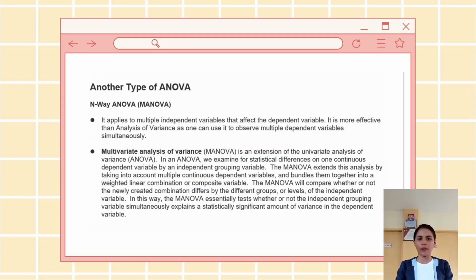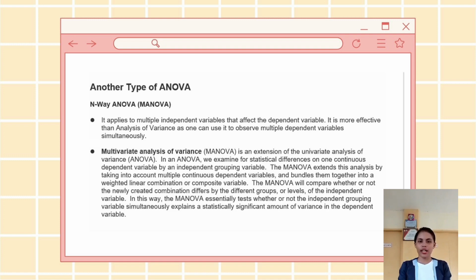Another type of ANOVA, N-way ANOVA or MANOVA. It applies to multiple independent variables that affect the dependent variable. It is more effective than analysis of variance, as one can use it to observe multiple dependent variables simultaneously.